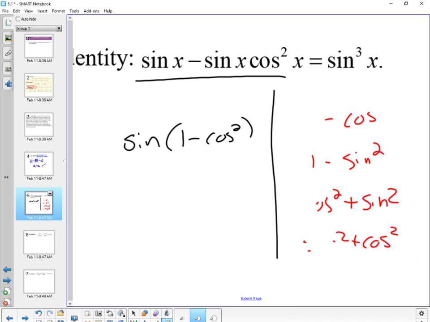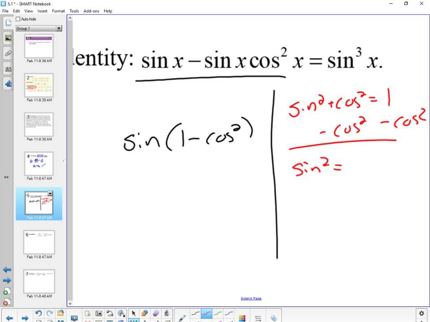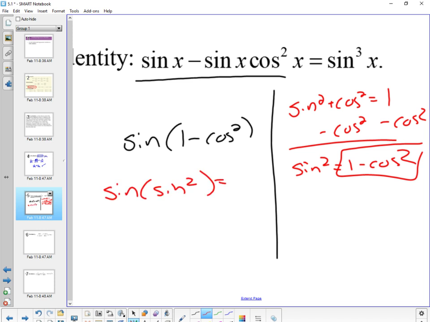Let me get rid of this. Let me show you what I mean. Sine squared plus cosine squared equals 1. If I subtract cosine squared from both sides, I'm going to get sine squared is equal to 1 minus cosine squared. So what does 1 minus cosine squared equal? Sine squared. So I'm going to replace it here. That means that sine times sine squared is equal to all that stuff. What's sine times sine squared? Sine cubed, sine to the third. And I'm done.